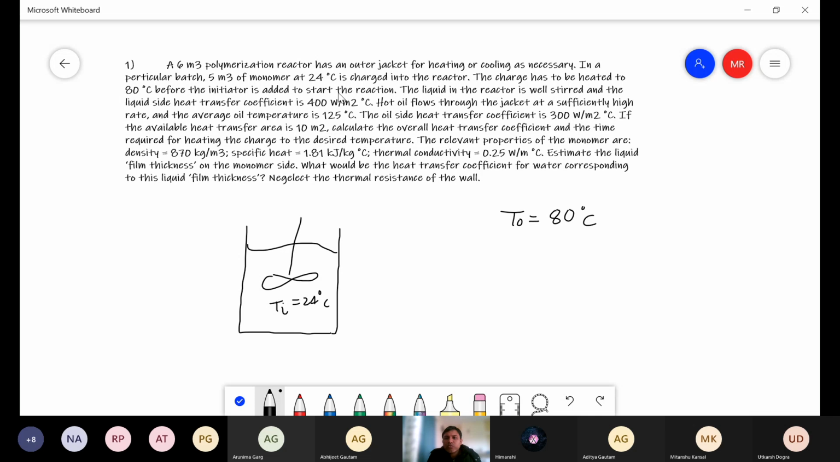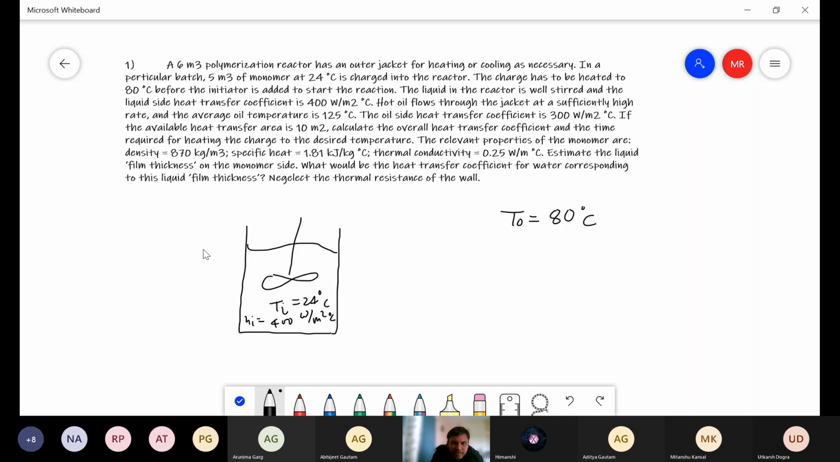The liquid in the reactor is well stirred and the liquid side heat transfer coefficient is 400 watt per meter square. So here Hi, which is inside, is 400 watt per meter square degree Celsius. This is the inside heat transfer coefficient. Then what is given is hot oil flows through the jacket at a sufficiently high rate and the average oil temperature is 125 degrees Celsius.